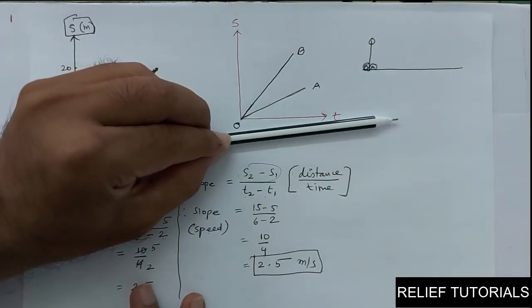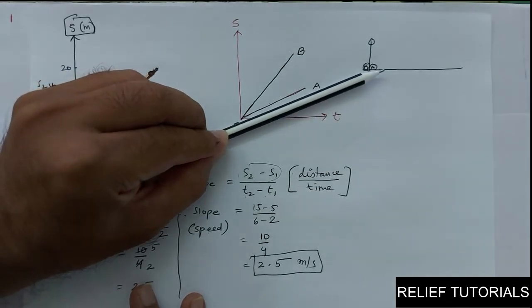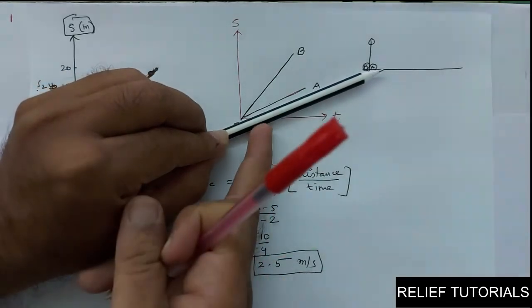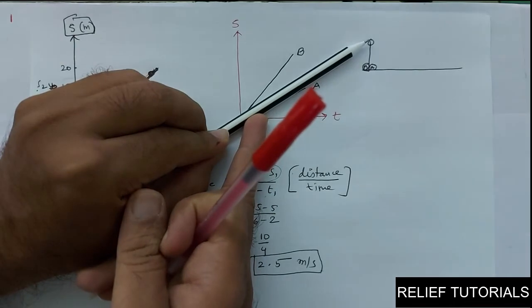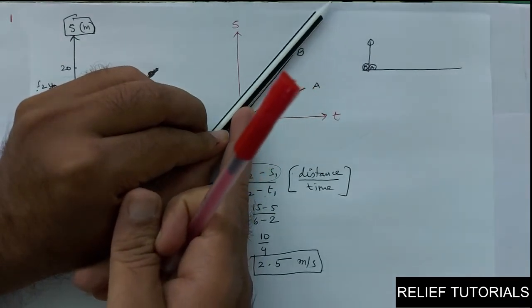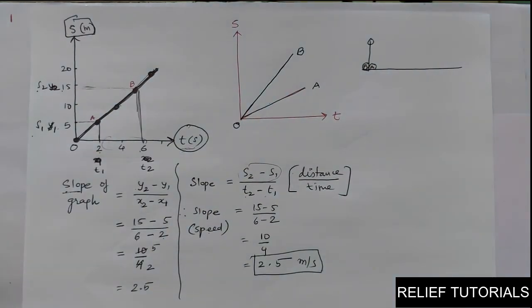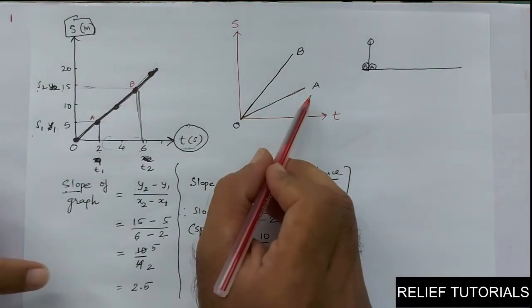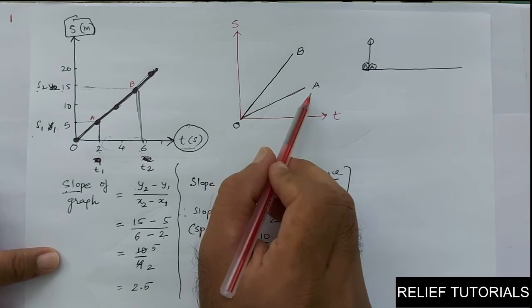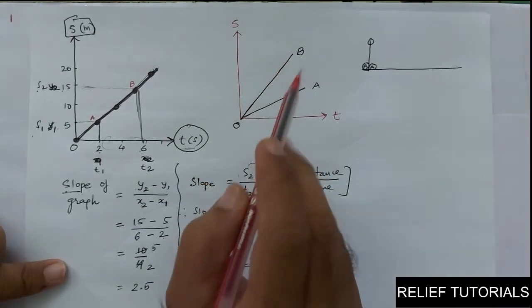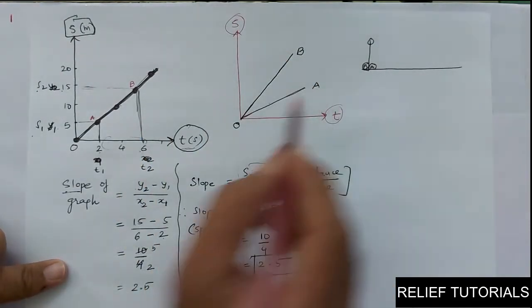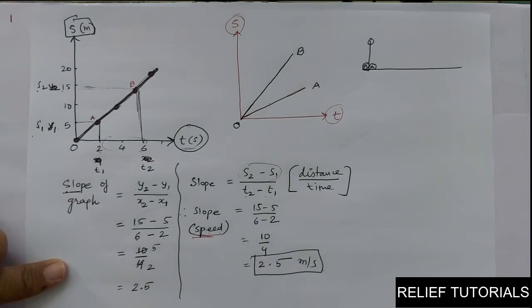As you start to tilt it like this, what does it mean? The slope increases, slope increases. So as you move towards the y-axis, slope increases. So here, graph A is less slopey and B is more slopey, and in the distance versus time graph, slope represents speed.